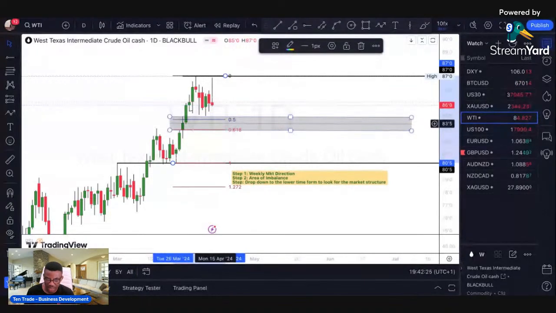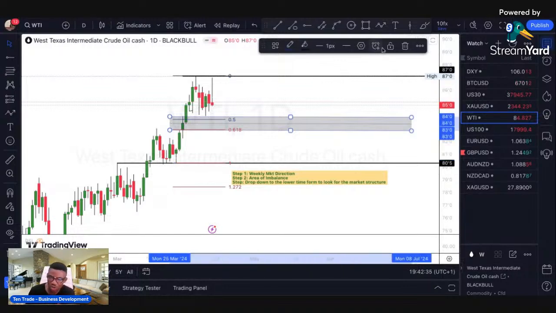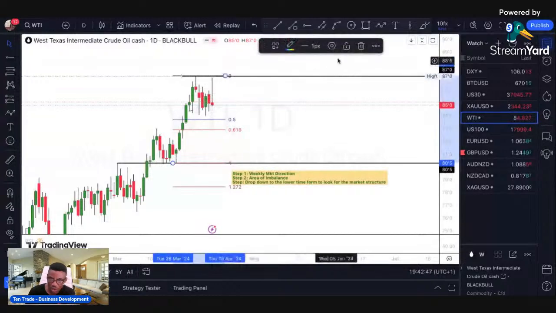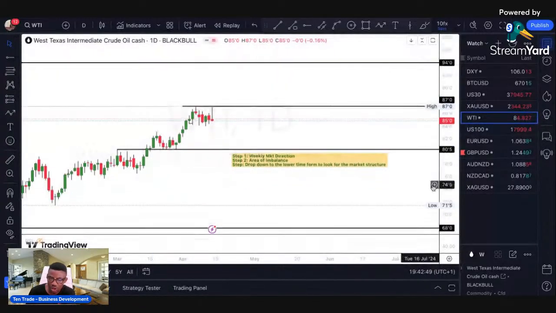If you come lower than that, you have the 50% consequent encroachment of the area of imbalance for the weekly time frame. So that area will be our point of interest where price should continue moving to the upside from. And we are expecting price to take out this liquidity. There's liquidity here at 87. It has to be taken out because price is on its way to the top.